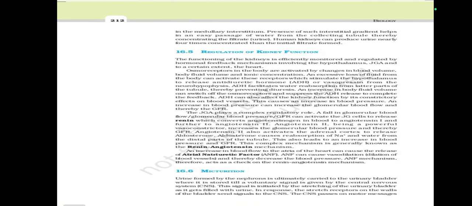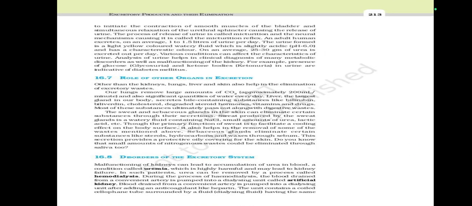Micturition. Urine formed by the nephrons is ultimately carried to the urinary bladder, where it is stored till a voluntary signal is given by the central nervous system, CNS. This signal is initiated by the stretching of the urinary bladder as it gets filled up with urine. In response, the stretch receptors on the walls of the bladder send signals to the CNS. The CNS passes on motor messages to initiate the contraction of smooth muscles of the bladder and simultaneous relaxation of the urethral sphincter, causing the release of urine. The process of release of urine is called micturition, and the neural mechanism causing it is called the micturition reflex.